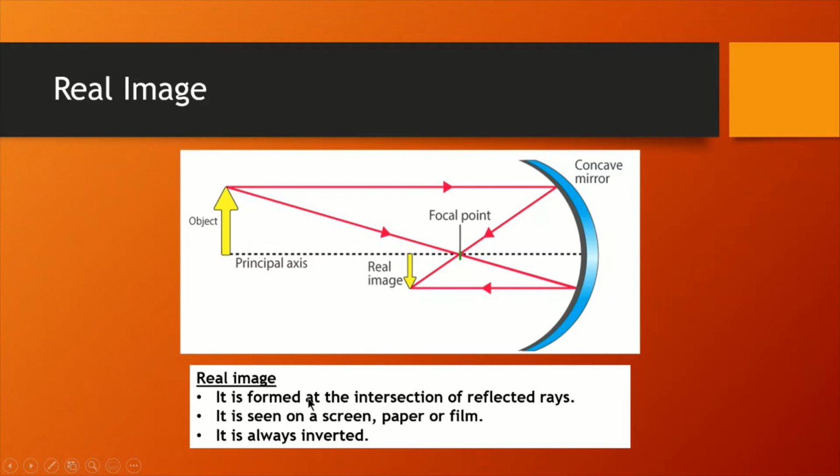So a real image is formed at the intersection of the reflected rays. You see, this is a reflected ray, this is also a reflected ray, so the image is formed at the intersection of the reflected rays. We see it on the paper, on the screen or on a film, and it is always inverted. Bear in mind, a real image will always be inverted.